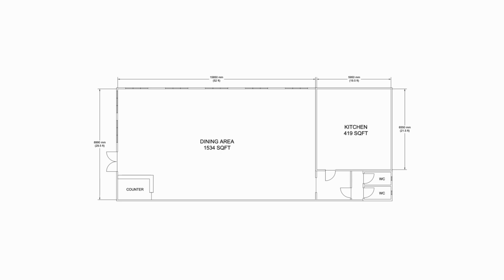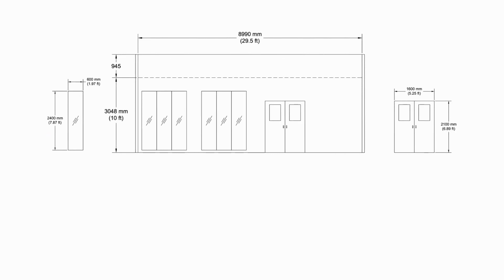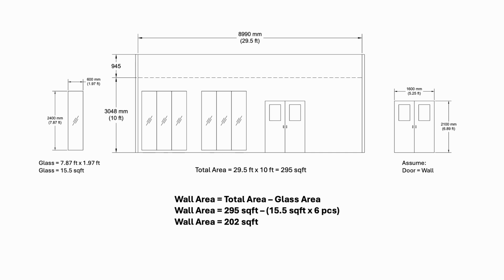To start the calculation, we need to choose one side of the wall. The orientation is north, south, east, west. We'll start with the west wall. The west wall is 29.5 feet wide and the ceiling height is 10 feet. So the total area is 295 square feet. The area of each window is 15.5 square feet and we assume door is part of the wall. Hence, the net wall area is 202 square feet.